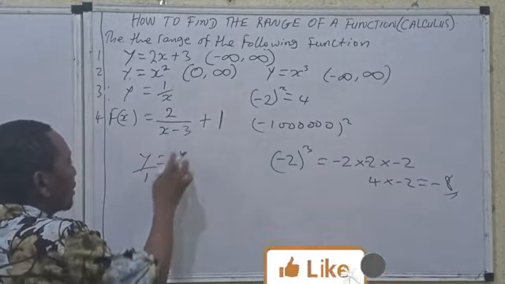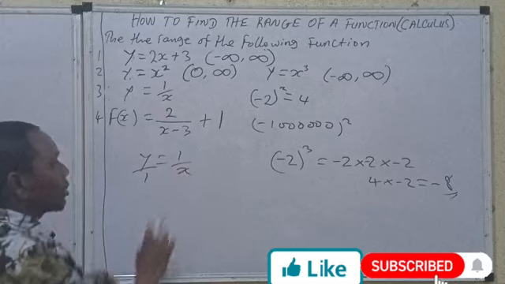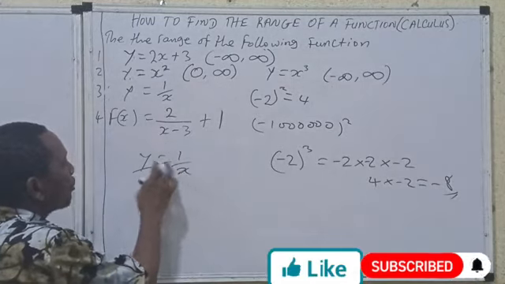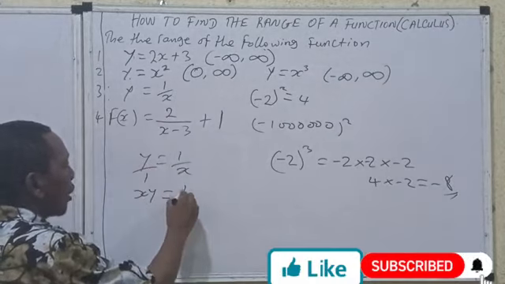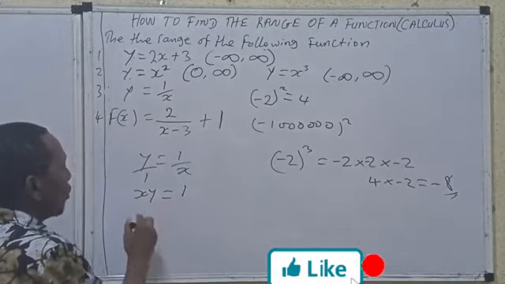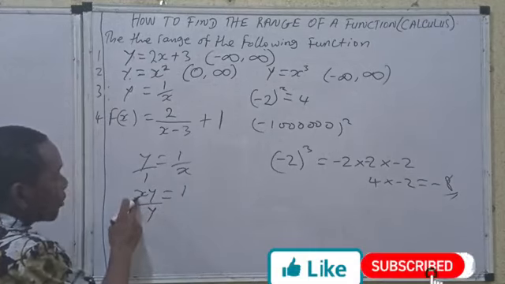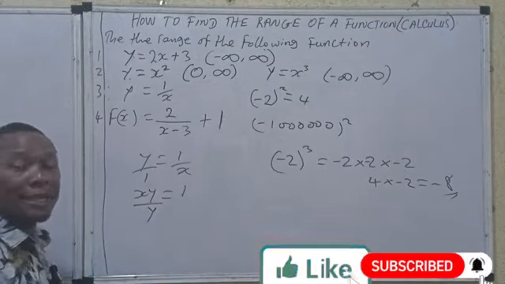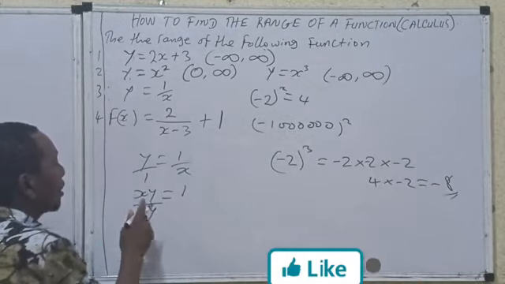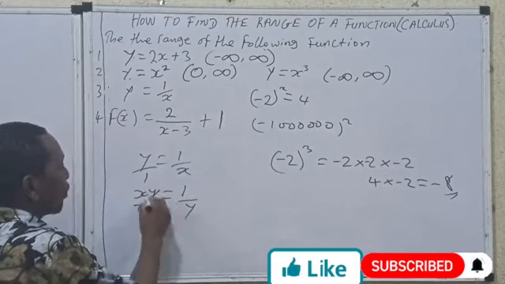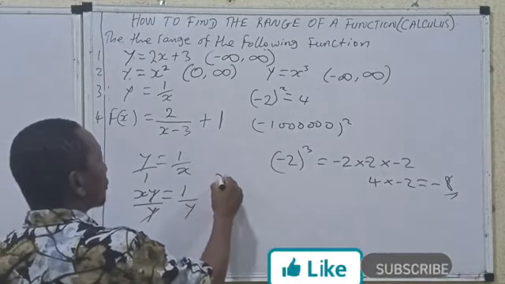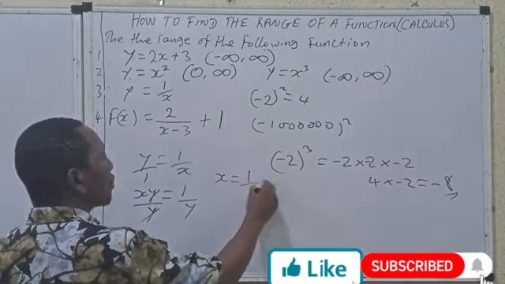Then this times this and this times this. Make x the subject of formula. So if you use x to multiply y, you have xy. If you use 1 to multiply 1, you have 1. So divide both sides by y, because I want to make x stay on its own. That's the reason why I said make x the subject of formula. So divide this side by y and divide this side by y. Y will cancel out y. So we now have x is equal to 1 all over y.